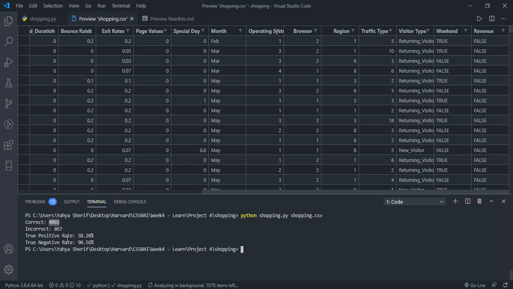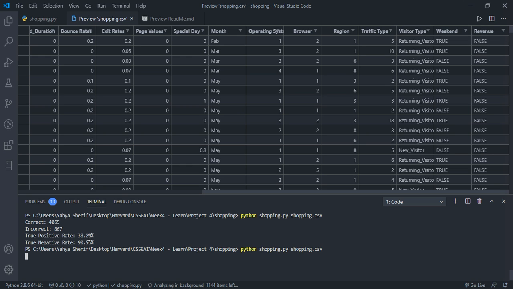So this accounts for sensitivity and specificity, where the true positive rate is, of the customers who did go on with the purchase, did we predict them correctly or not. So again, of those customers who completed the purchase, what's the percentage of our correct predictions there, and the true negative rate, of the customers who did not go on with the purchase, how many of those did we predict correctly. And we'll see that for this iteration, and we can actually run it one more time.